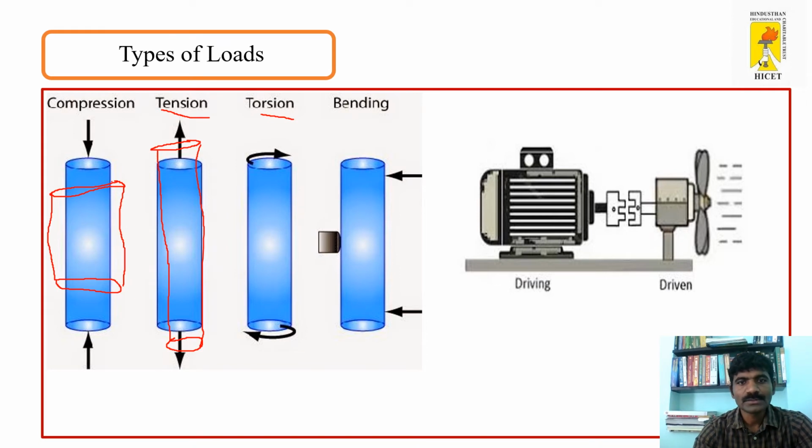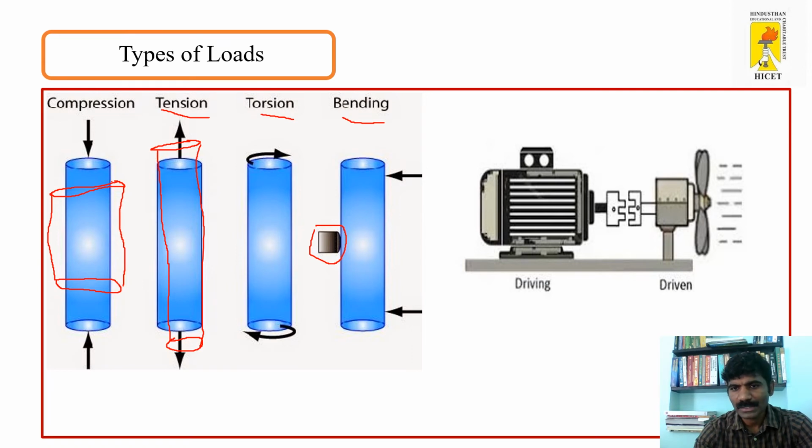So the fourth one is the bending effect due to eccentric loads. You can see a cylinder is subjected to eccentric loads and it is supported at its center. So due to these eccentric loads, the bending happens.